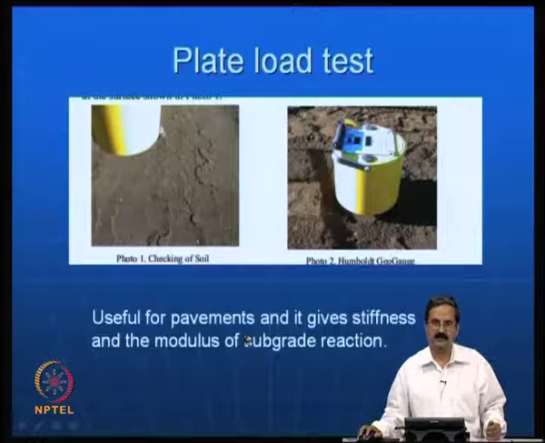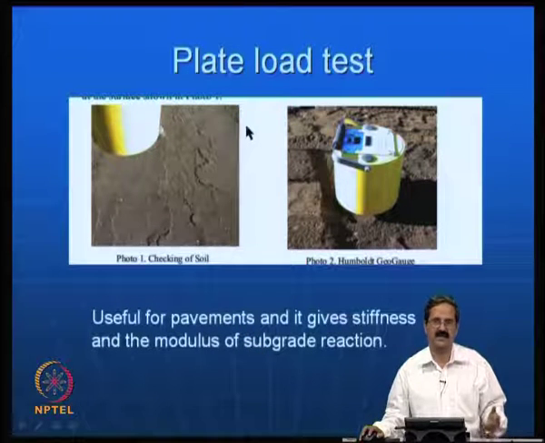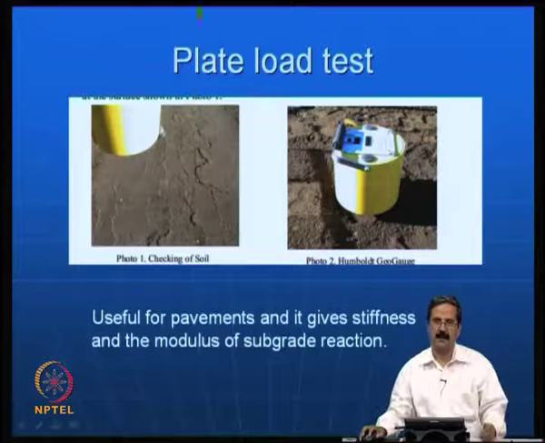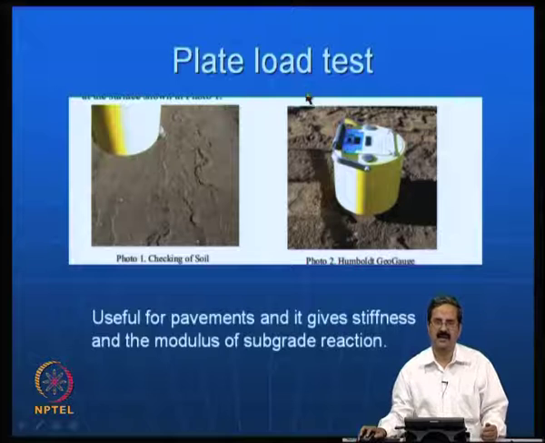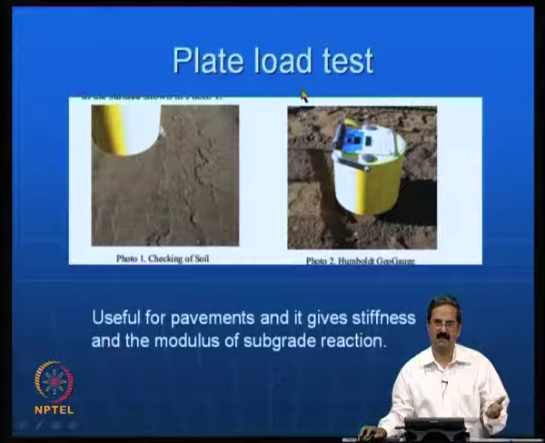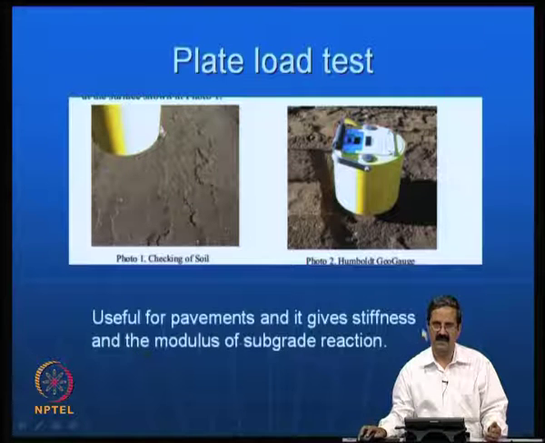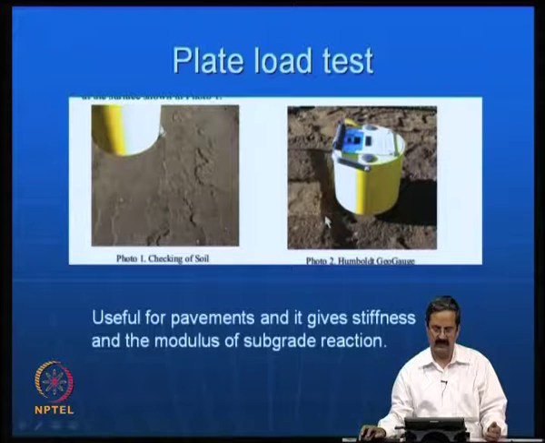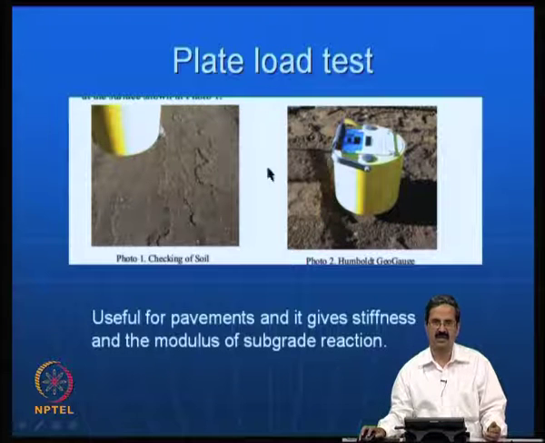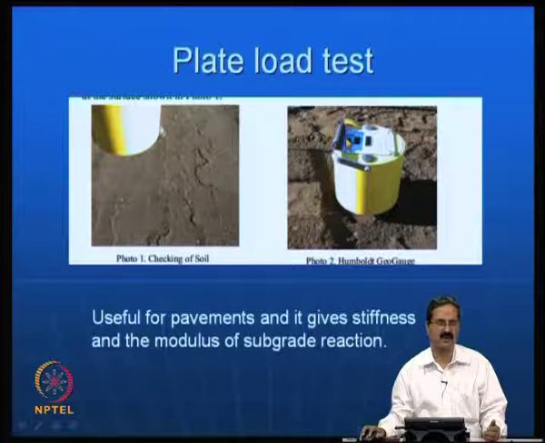Nowadays, the plate load test that we studied is also an important approach. With the plate load test we used to calculate the modulus of subgrade reaction in the case of pavements, the K value you get. So, it is very useful for pavements, and it gives stiffness and the modulus of subgrade reaction. We now have a simple equipment from a company called GeoGauge, in which you can test on the sample, and directly from the indicator it gives the K value, and sometimes it is very useful.